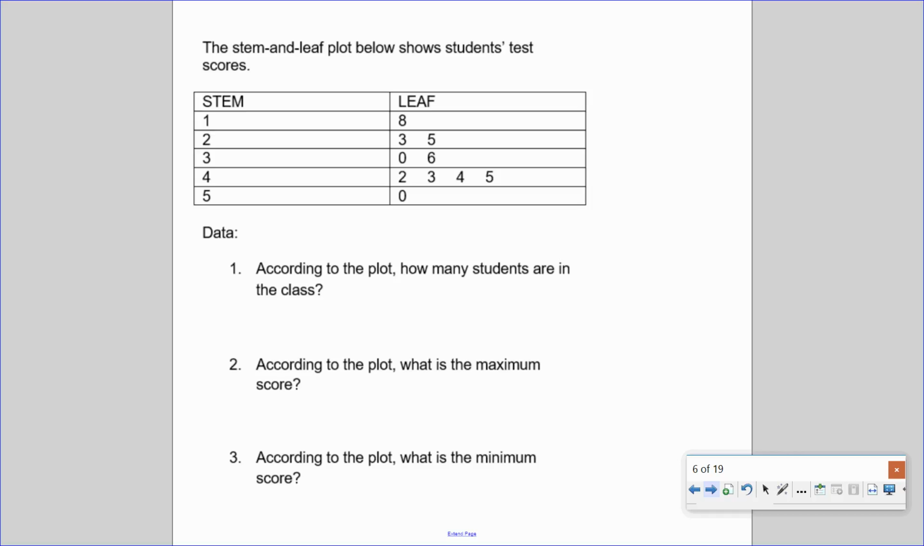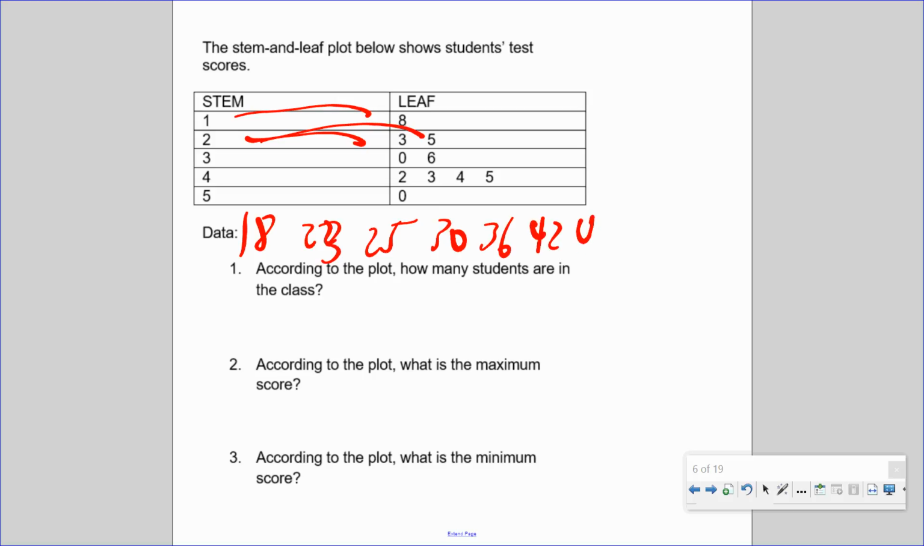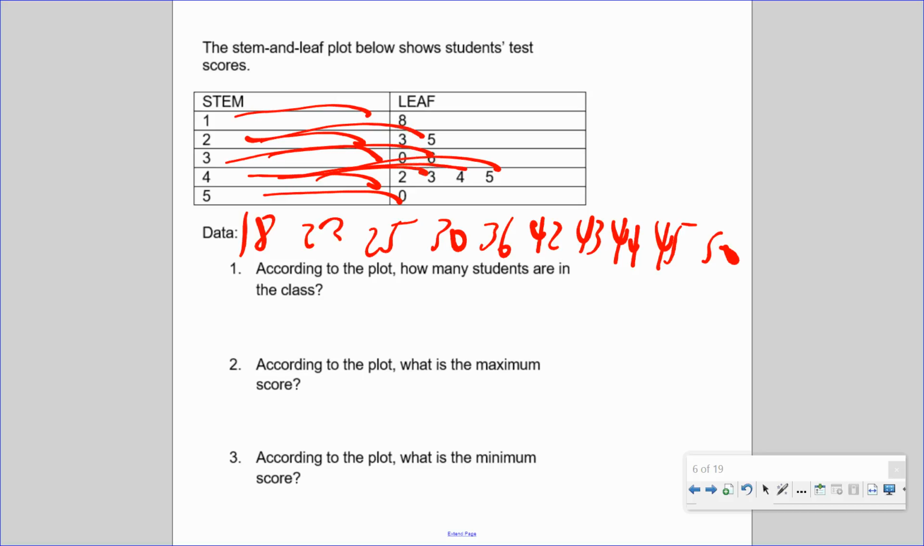Well, let's write out the data. 18 is the lowest score. Then we have a 22. Then 23. Then a 25. A 30, a 36, a 42, a 43, a 44, 45, and 50. Again, if you're not sure how I came up with this, I combined the stem with the leaf. Let me clean this up just a tad bit.